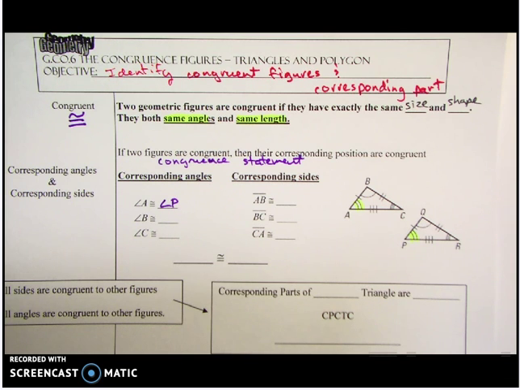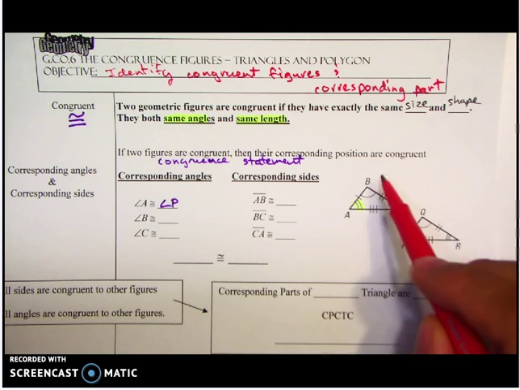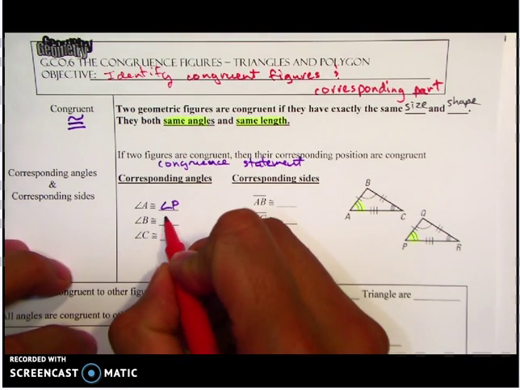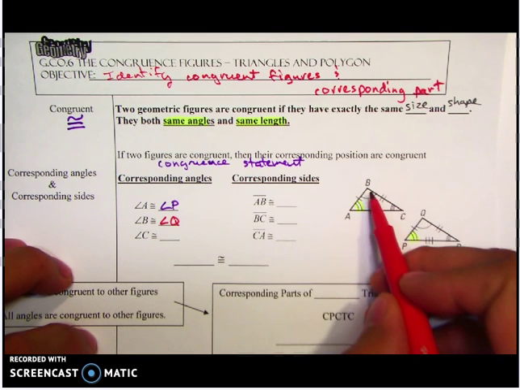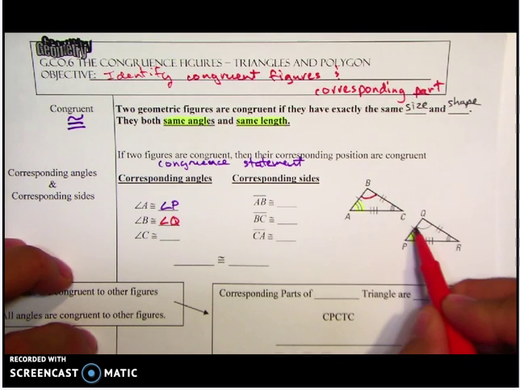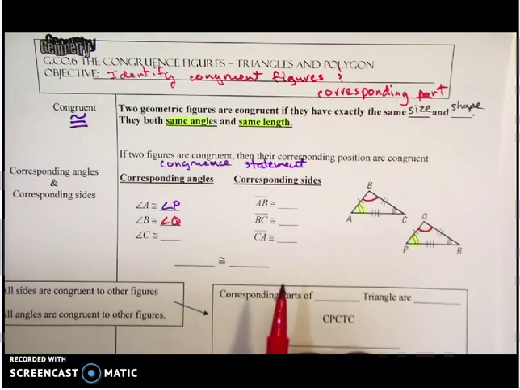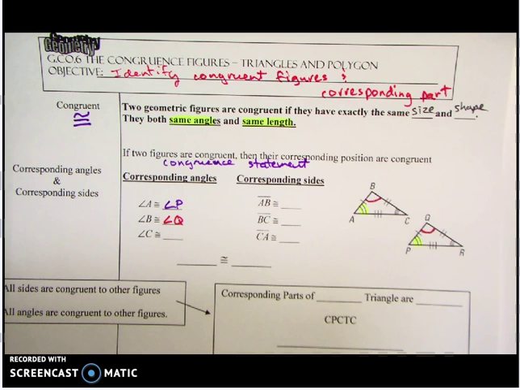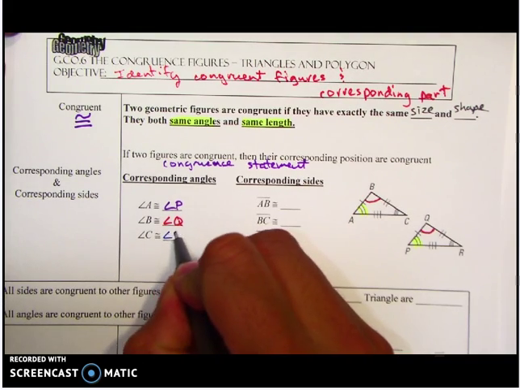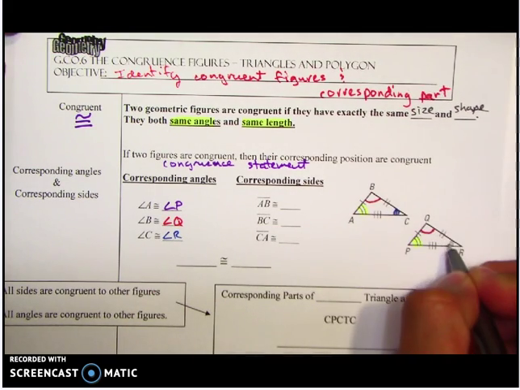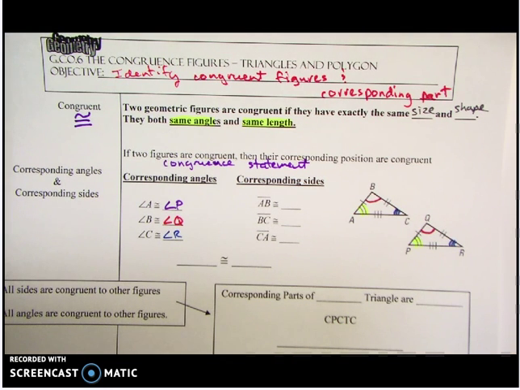What about angle B? What would that be congruent to? Angle B should be congruent to angle Q. See that? Again, how do I know? If we look at angle B, you have one tick mark here. Angle Q has one tick mark here also. So that's how I know they're the same. So angle C is congruent to what? Angle C is congruent to angle R. Right here, they have the same three tick marks. So that's the easy one.